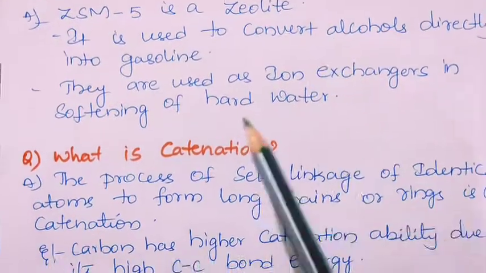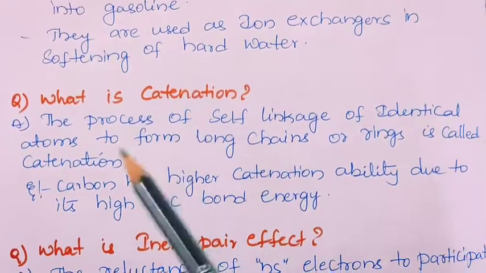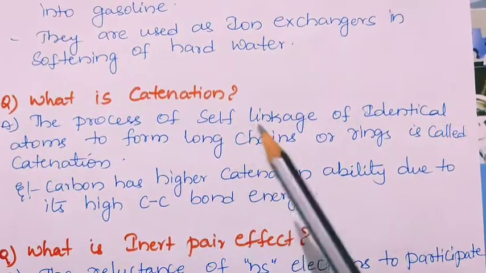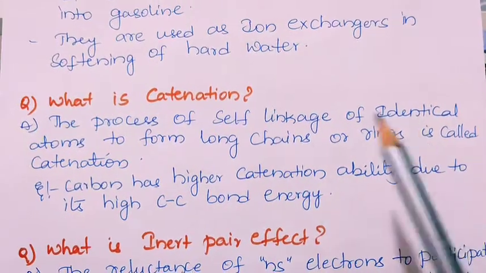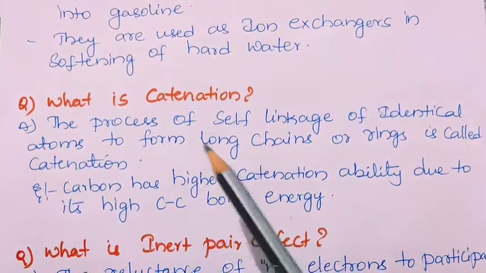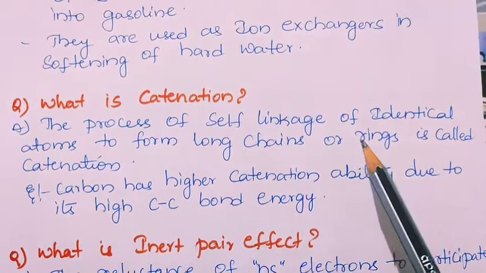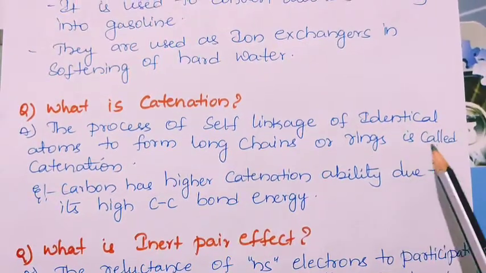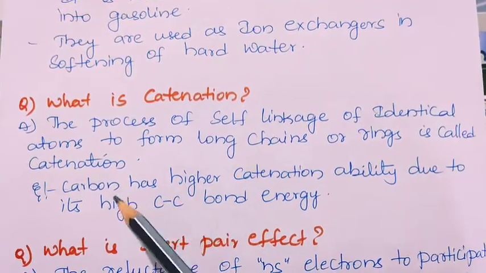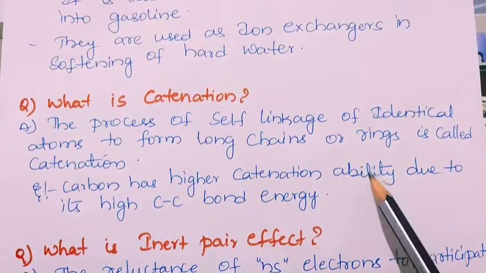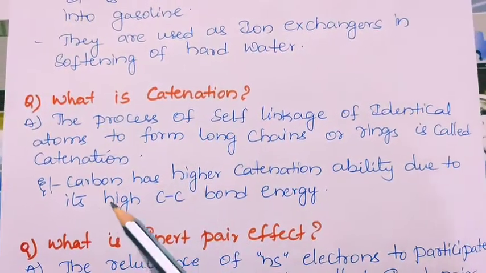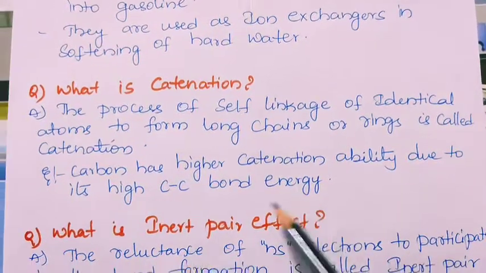Next, what is catenation? The process of self-linkage of identical atoms to form long chains or rings is called catenation. So here carbon has higher catenation ability due to its high C-C bond energy.